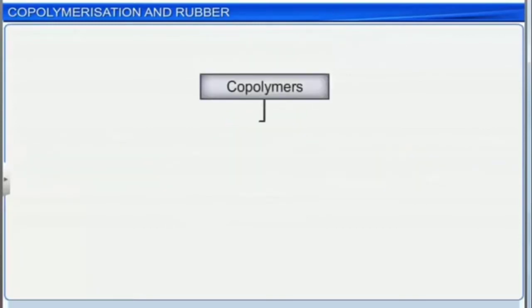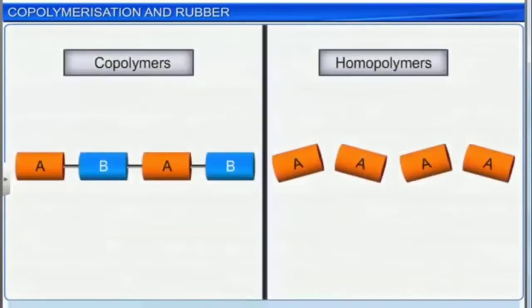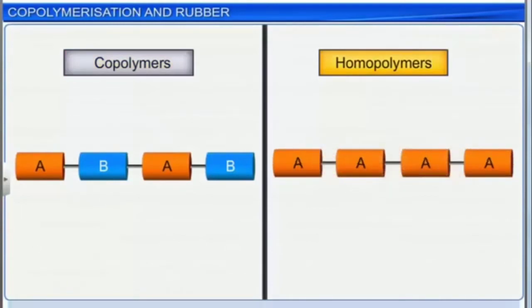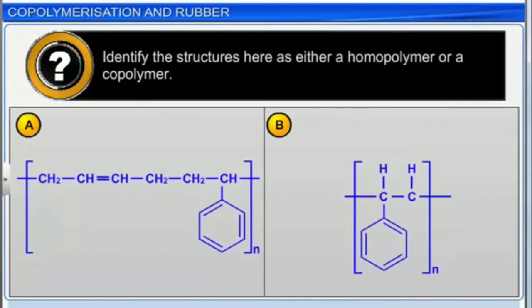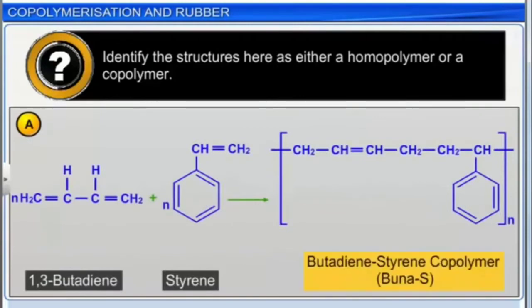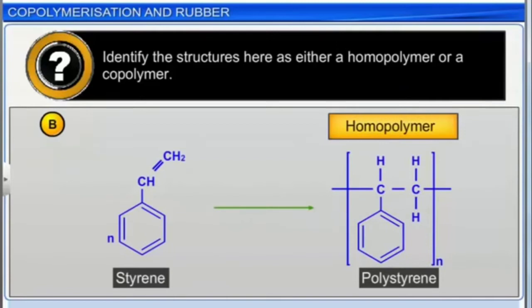Copolymers can be obtained by either chain growth polymerization or step growth polymerization. You already know that in contrast to copolymers, homopolymers are obtained by the polymerization of a single monomeric species. Here is a problem for you to try based on this concept. Identify the structures here as either a homopolymer or a copolymer. Structure A is a butadiene styrene copolymer, Buna S. The monomers used are 1,3-butadiene and styrene. Structure B is a homopolymer, polystyrene. It is made from styrene monomers.